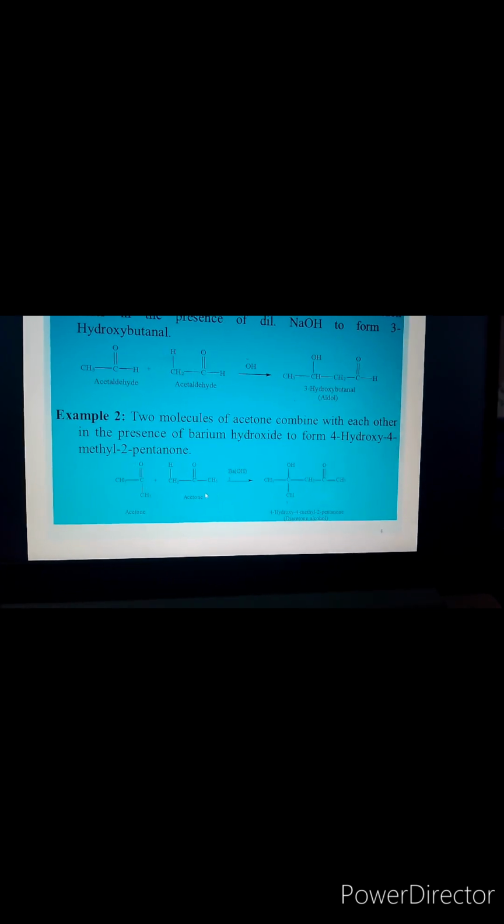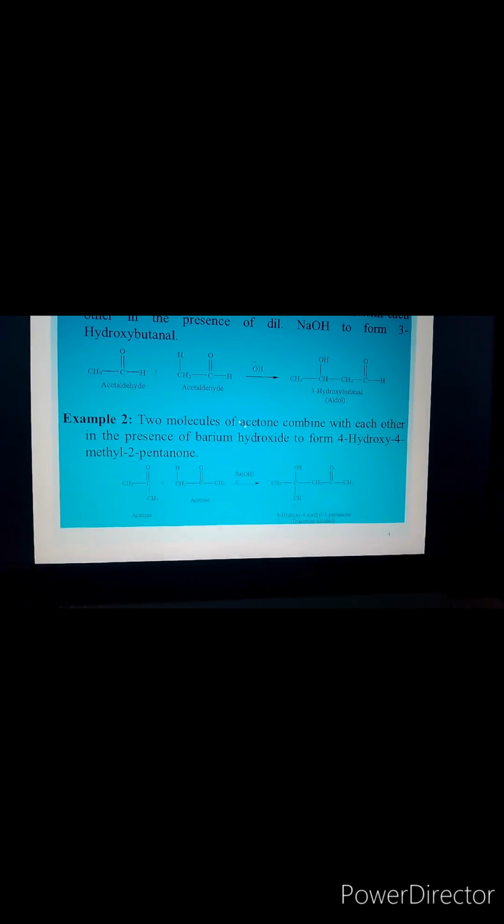Here this is the structure of acetone, CH3 C double bonded O CH3, and this is the second molecule of acetone. In that, the CH3 is written as CH2H. Here, same like the aldehyde, this O and this H combine and there is a formation of bond between that C and CH2. See the product, CH3 C single bonded OH, CH3 CH2 C double bonded O CH3. This is called a ketol.